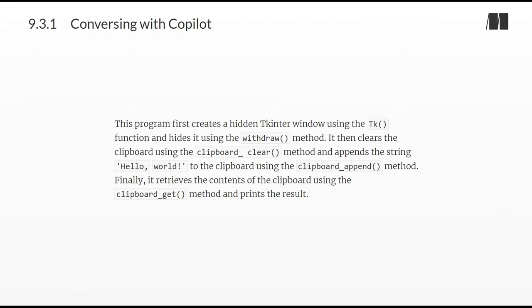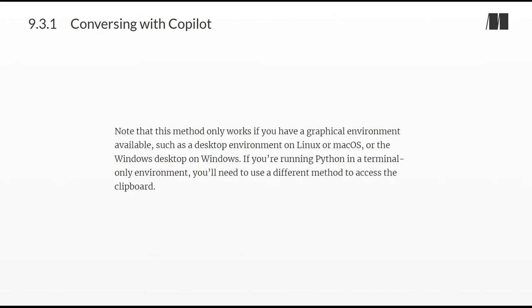It then clears the clipboard using the clipboard clear method and appends the string hello world to the clipboard using the clipboard append method. Finally, it retrieves the contents of the clipboard using the clipboard get method and prints the result. Note that this method only works if you have a graphical environment available, such as a desktop environment on Linux or Mac OS, or the Windows desktop on Windows. If you're running Python in a terminal-only environment, you'll need to use a different method to access the clipboard.